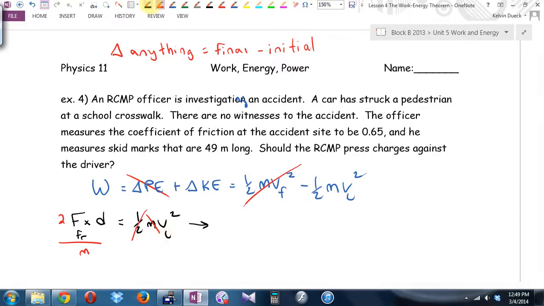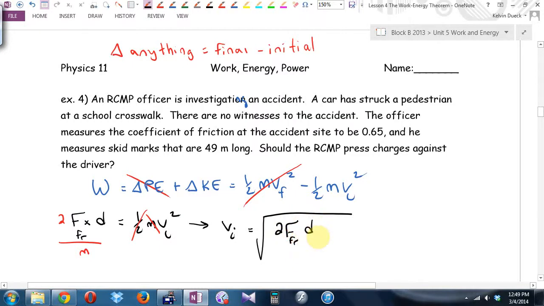Okay, here is my car accident equation. The minimum speed, because this is assuming that all the skidding was stopping, but he might have stopped before skidding. Minimum speed this guy was traveling at is going to be the square root of 2 times the force of friction times distance divided by mass of the car.